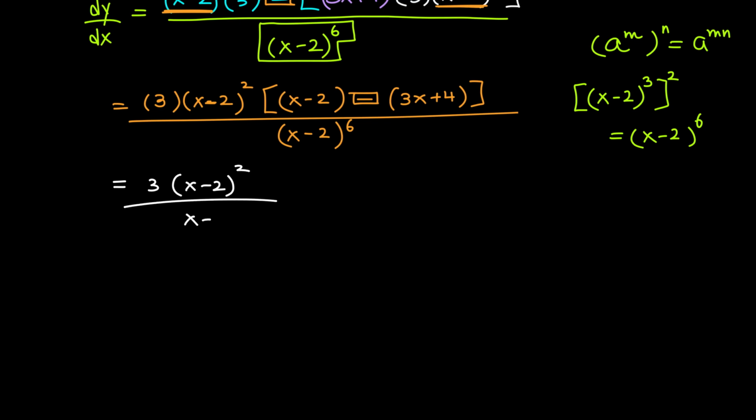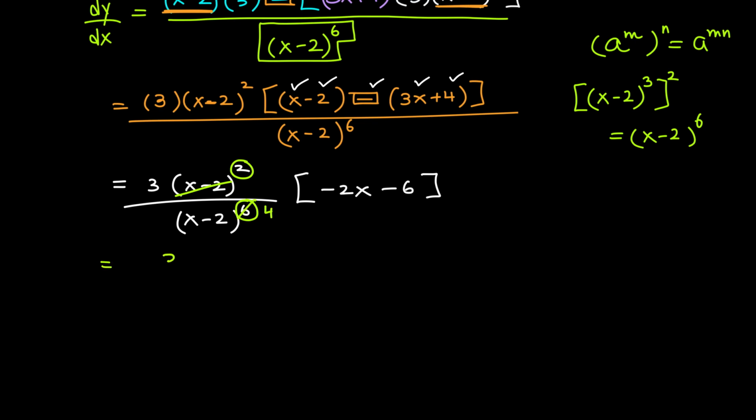And this is (x − 2) raised to the power of 6. And what is left inside is x − 3x, that is −2x. −2 − 4, that is −6. We can simplify this using indices. This cancels off and we are left with a 4.